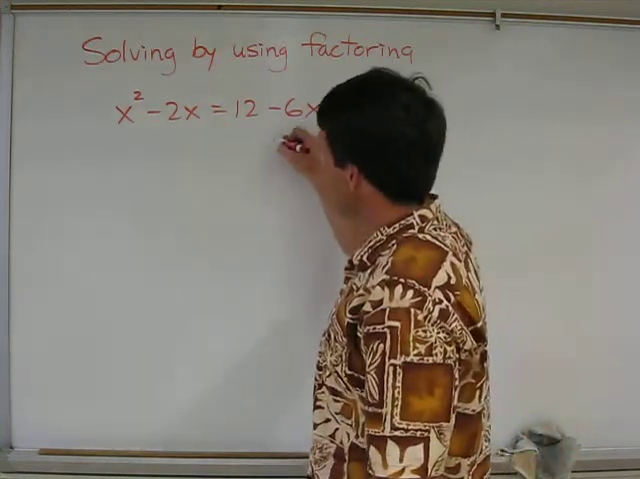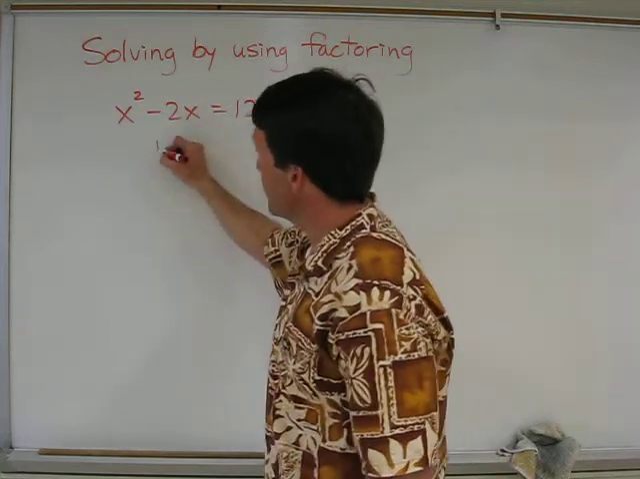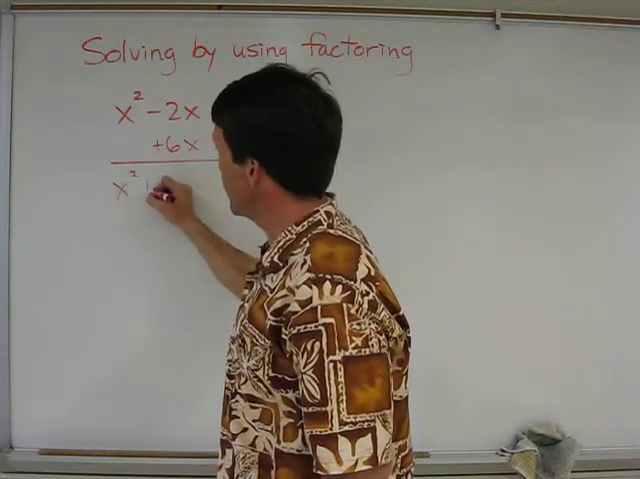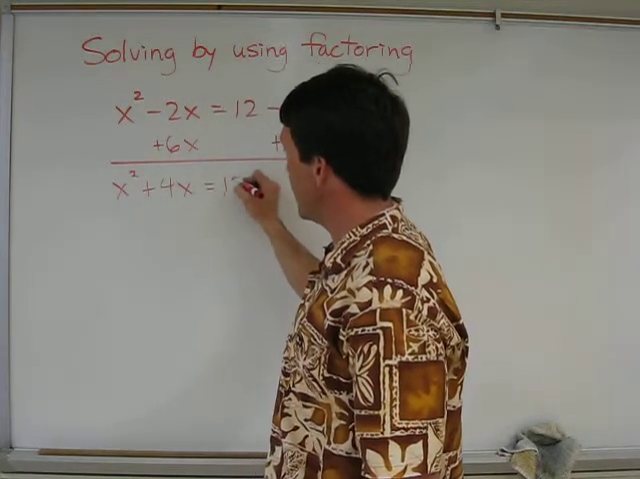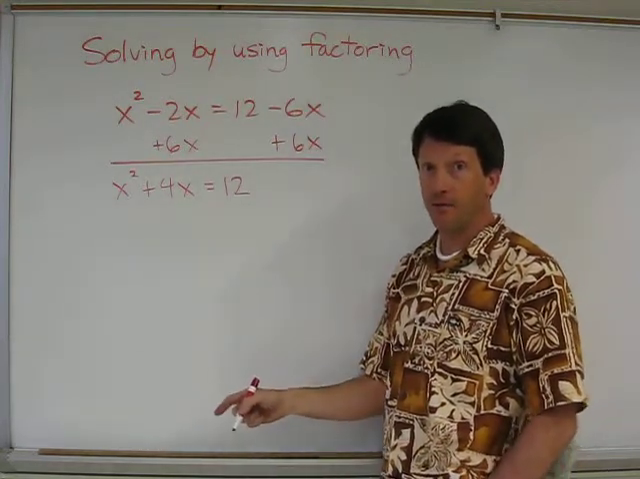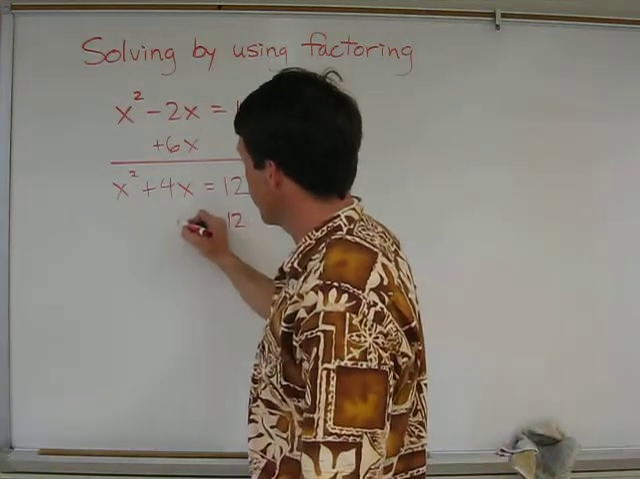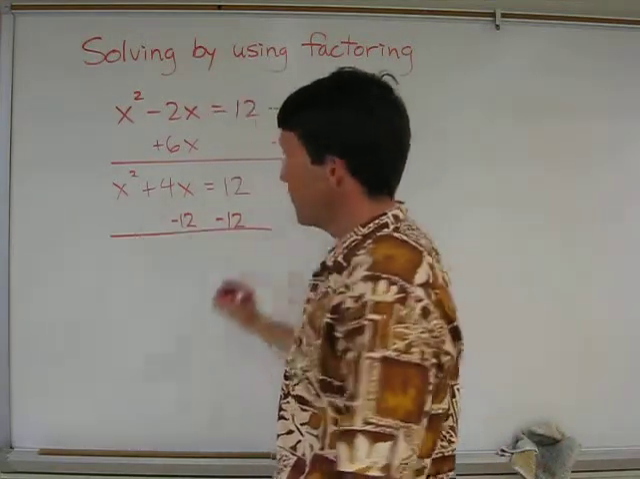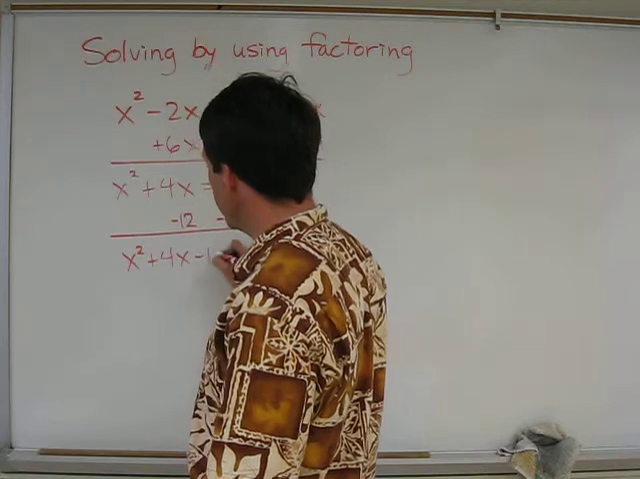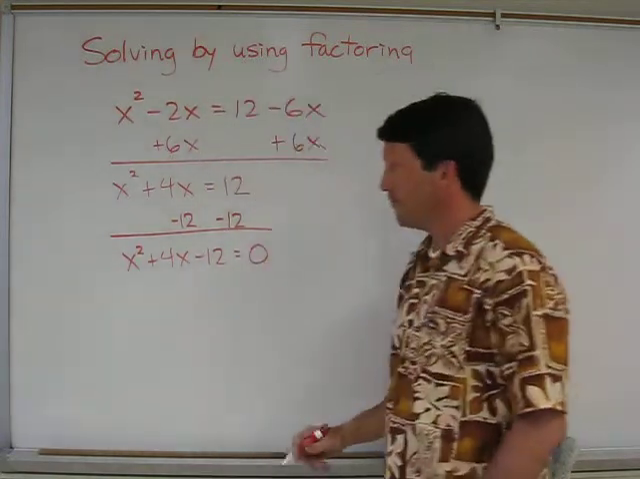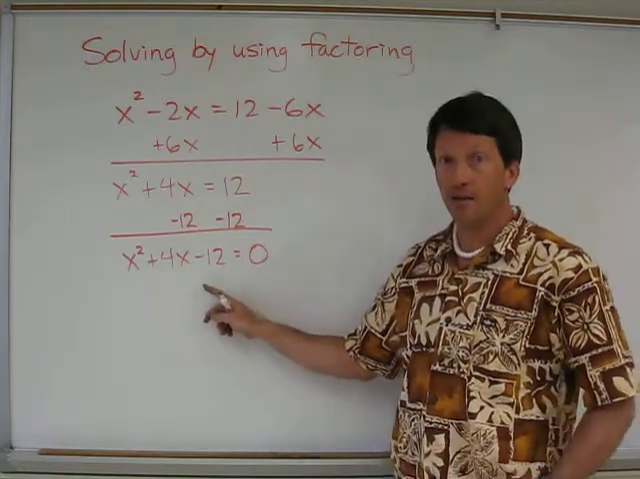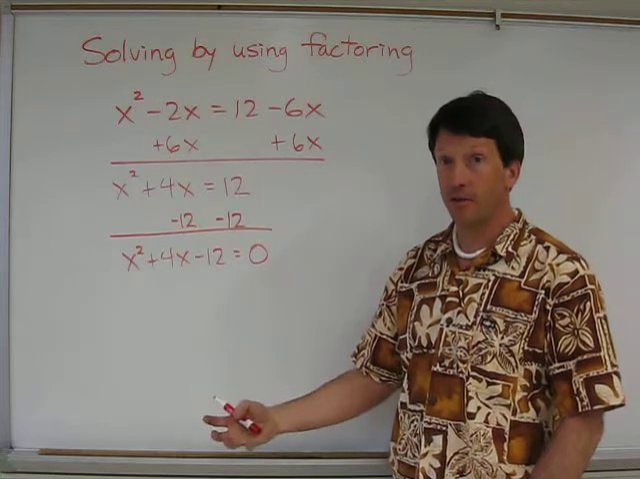So the 6x, we're going to eliminate that over here. That's going to give us x squared plus 4x equals 12. And then we want to get the 12 over to the other side, so we're going to subtract that from both sides. So that leaves us with x squared plus 4x minus 12 equals 0. We've got it all set up just the way we want, and it's in descending order. So now we're going to try to factor this to see what our answers are.